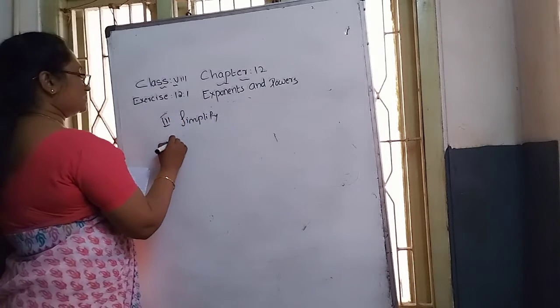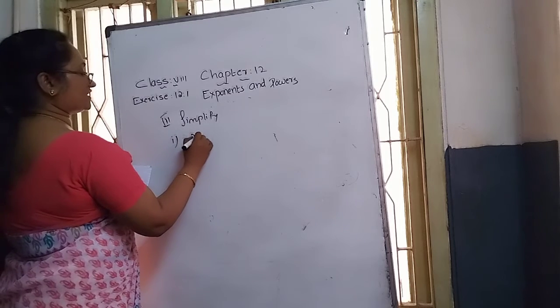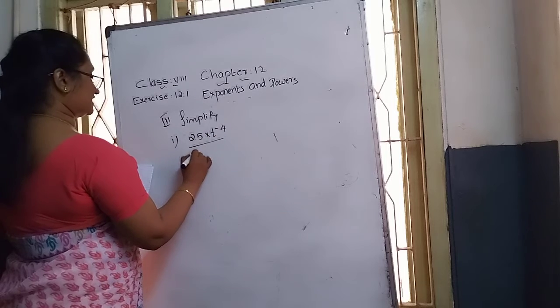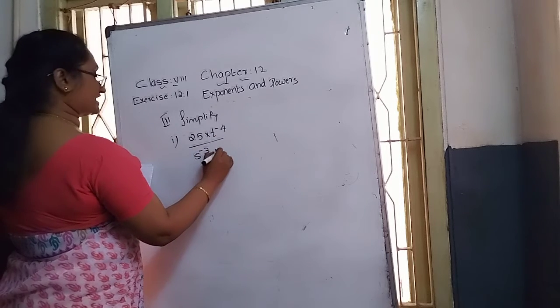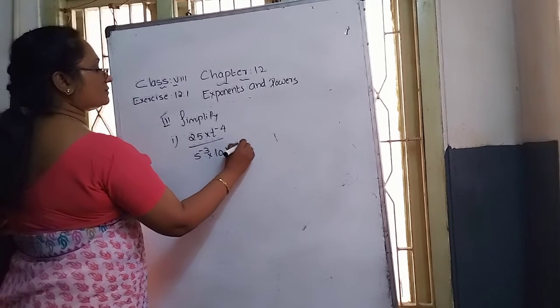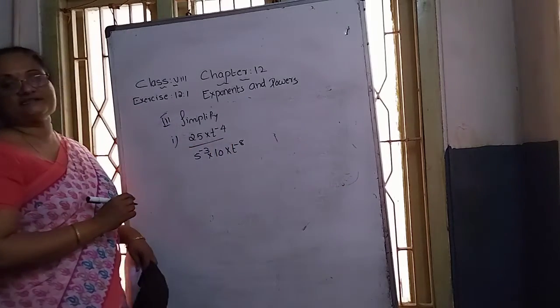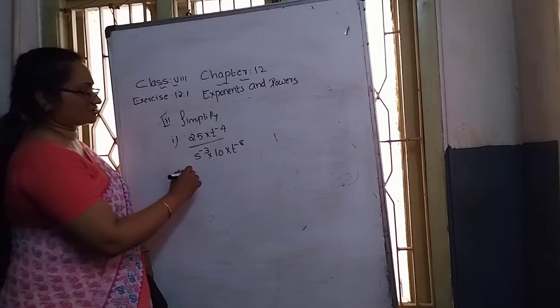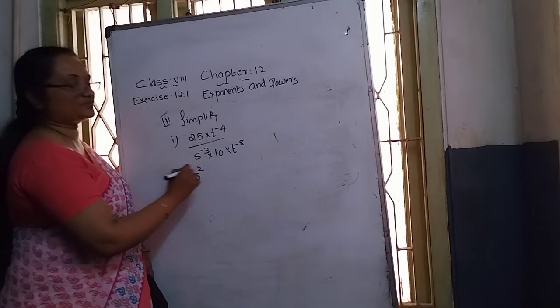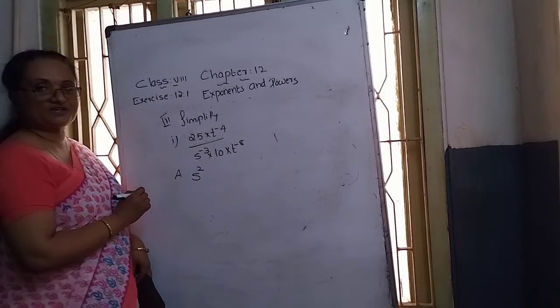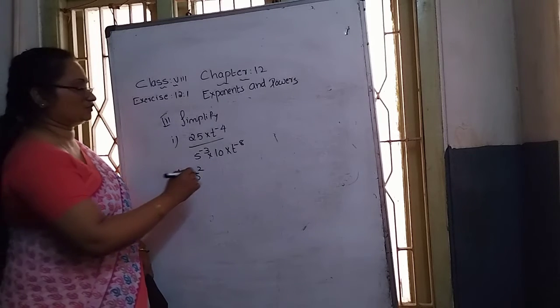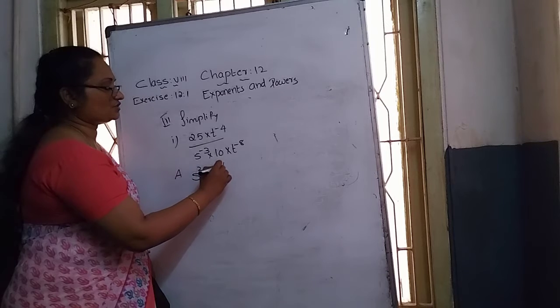Simplify the question. First question: 25 times t raised to minus 4 by 5 raised to minus 3 times 10 times t raised to minus 8. Answer: find out. First step, 25, how can we write it? 25 means 5 squared, which is 5 times 5, equal to 25. How to write it in power notation? 5 raised to 2 times t raised to minus 4.